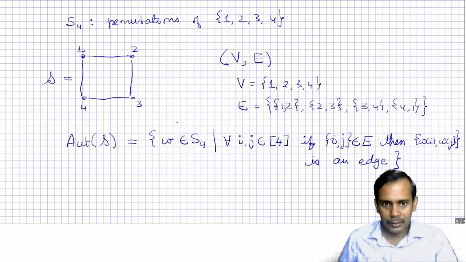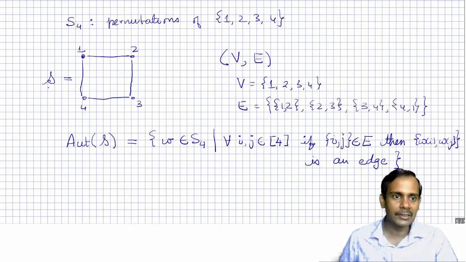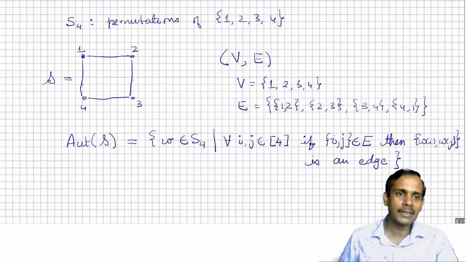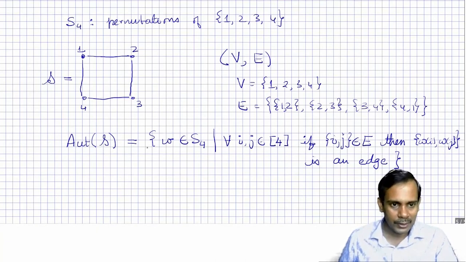Okay, so here we are looking at bijections from the set 1, 2, 3, 4 to the set 1, 2, 3, 4, which preserve the edge relations of the graph S. Now in the group S4, we have 24 elements, and the question is, which of these 24 are the elements that will preserve these edge relations? So let's see if we can figure this out.